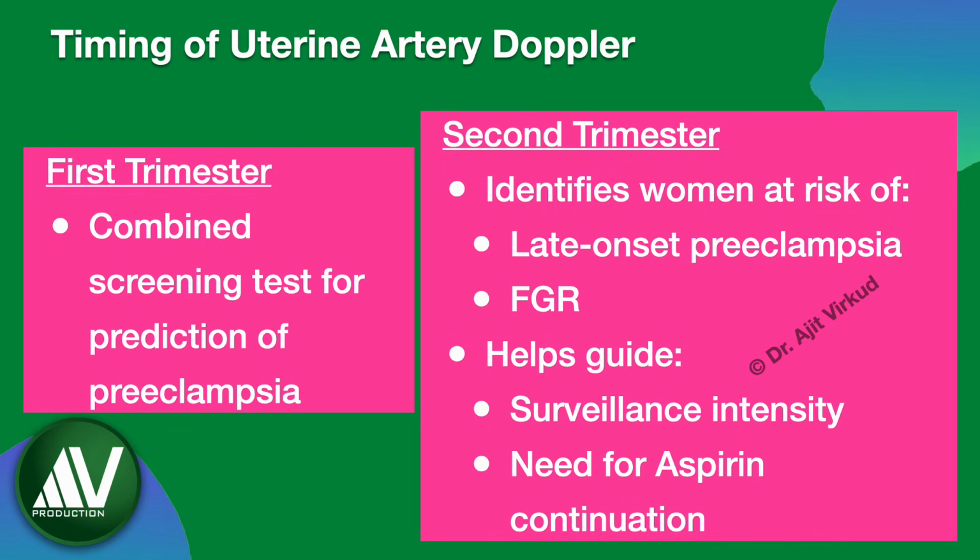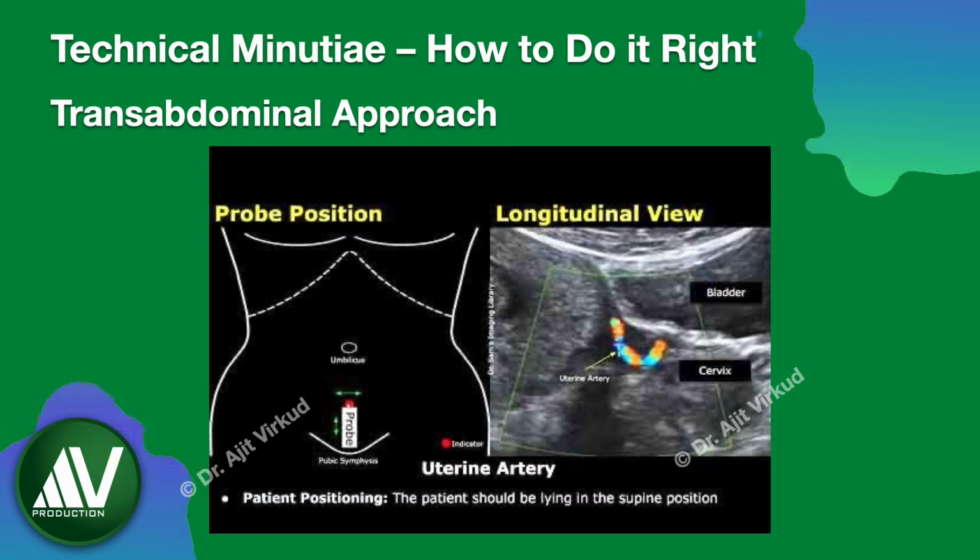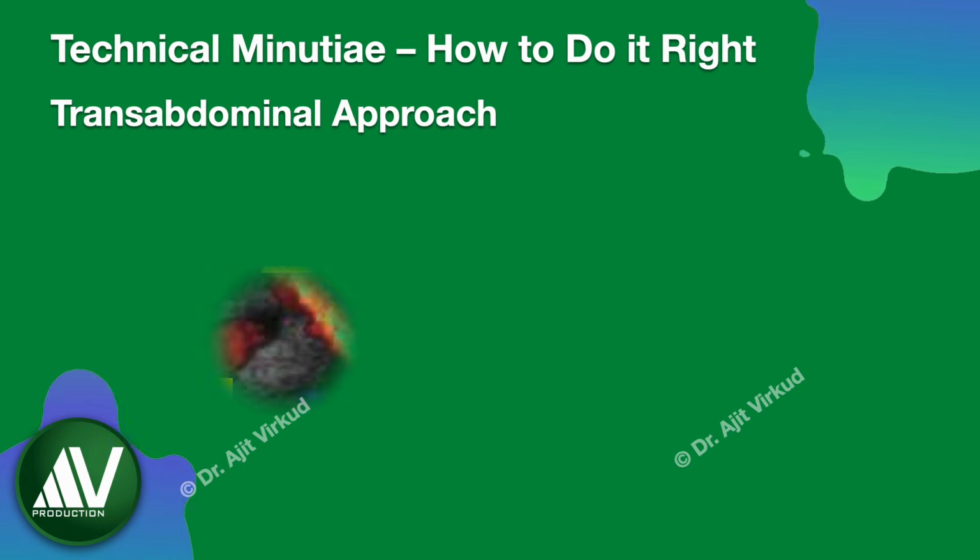Additionally, it assists in determining the appropriate surveillance intensity and the necessity for continued aspirin administration. First, I will describe the transabdominal approach for uterine artery Doppler study. Obtain a mid-sagittal scan of the uterus, identify the cervix and internal os. Apply color Doppler, identify the external iliac vessels.